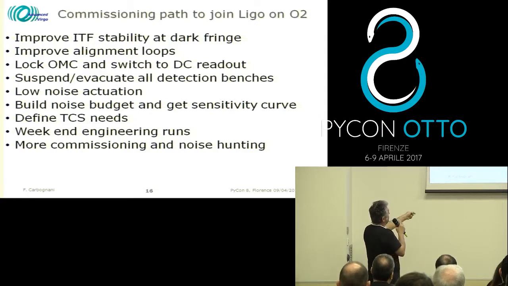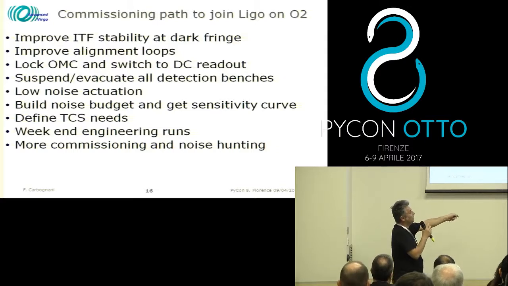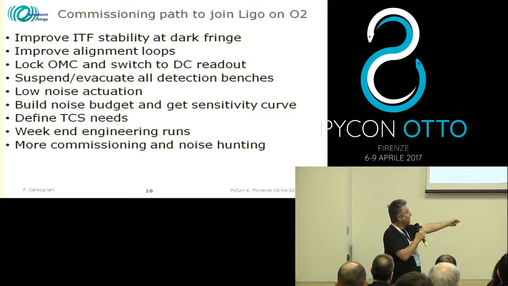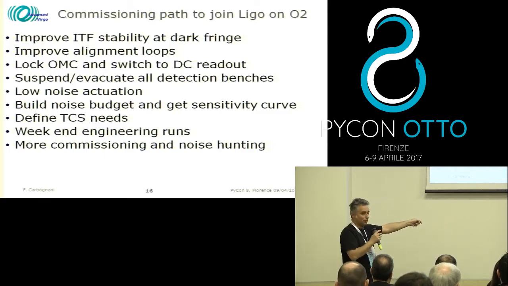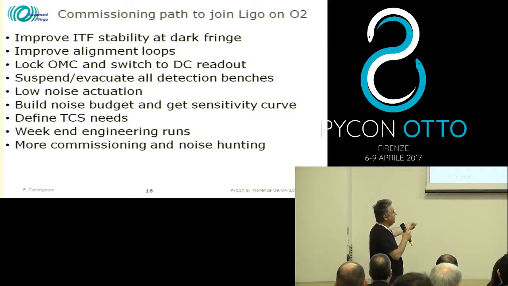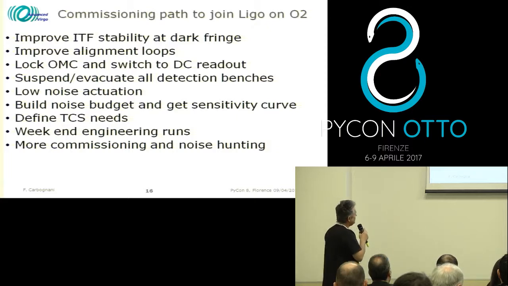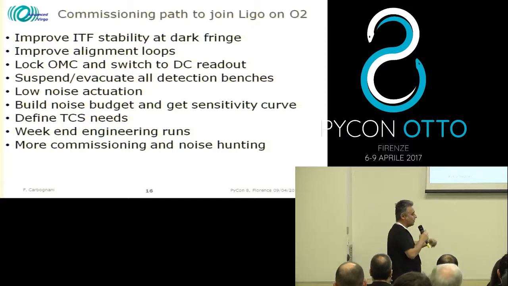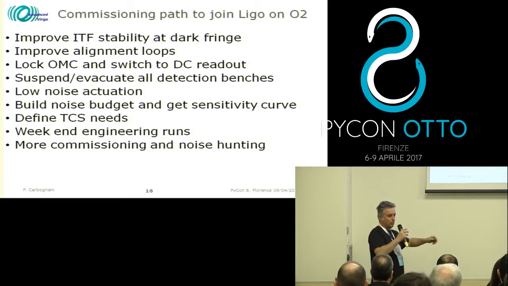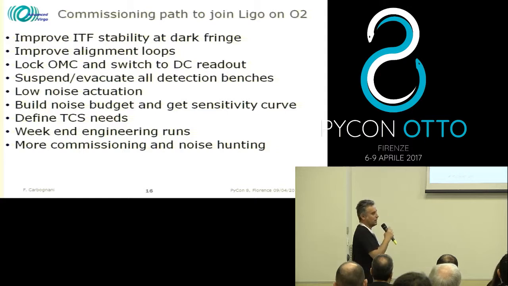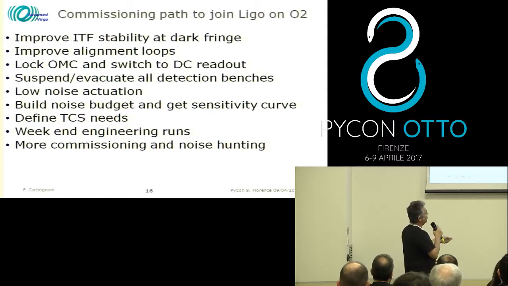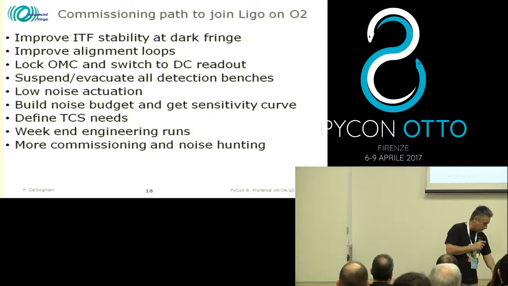We need to build what we call the noise budget, and also the sensitivity curve. And for this, I have just what we can say a freshly baked sensitivity curve. This is the main thing we need to create, and we have just a few days ago come out with the first sensitivity curve of the machine. Then we will do weekend engineering runs, so we will try to run as in science mode. So we will leave the machine running for the weekend. We will collect data just to understand what the performances are. And with more commissioning and noise hunting, we may be ready to join LIGO.